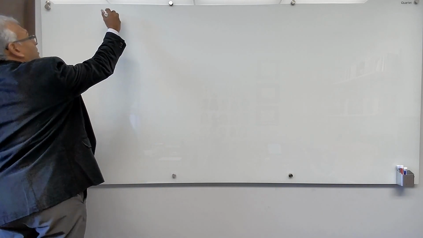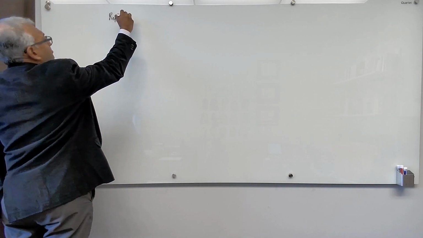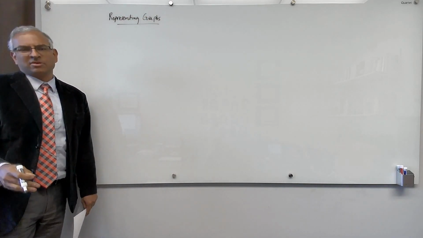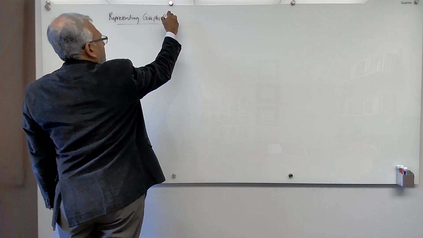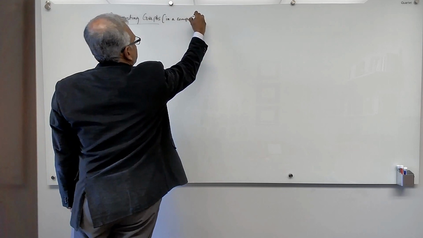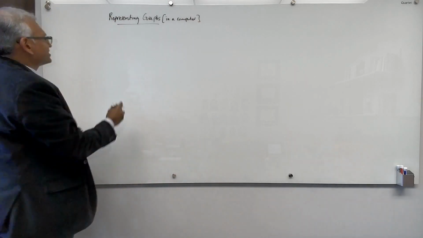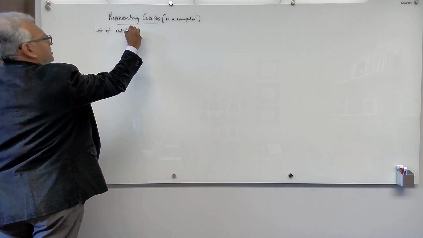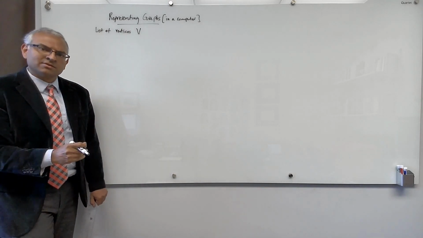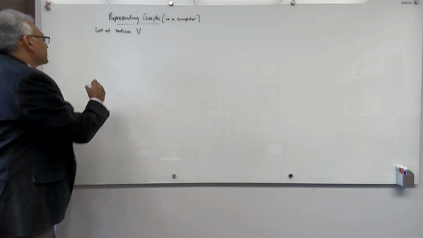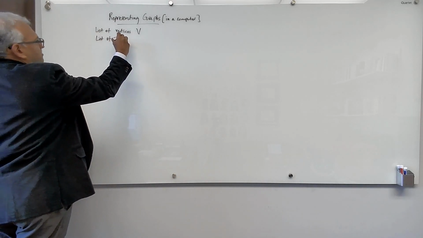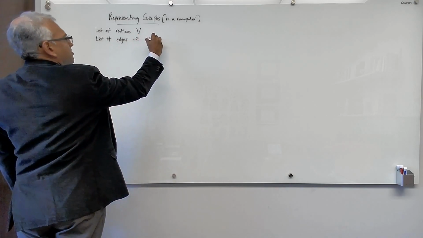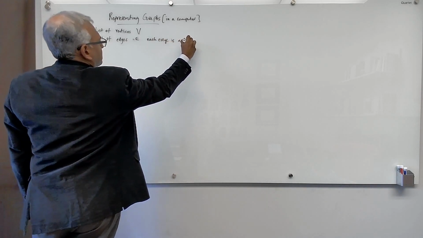So let's first talk about representing graphs. Think about this in your computer. The first obvious way is to just list. You have a list of vertices V, and a list of edges where each edge is a pair.